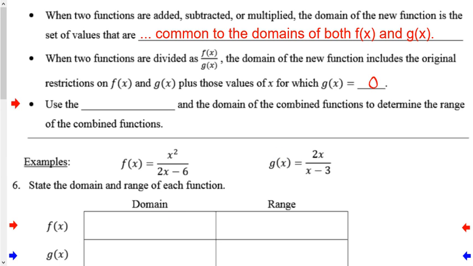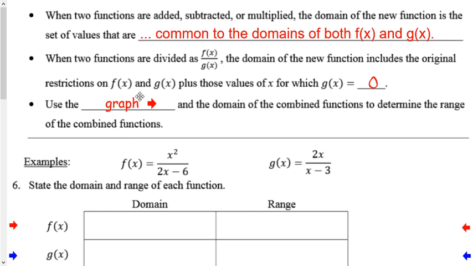And the third bullet here, we want to use the graph and the domain of the combined functions to determine the range. So graphs will always be useful to look at. We didn't actually look at a graph in our last example because we understood enough from the work that we did back in chapter 2.